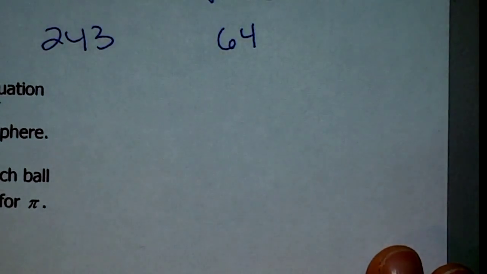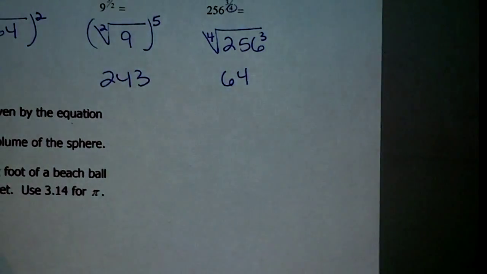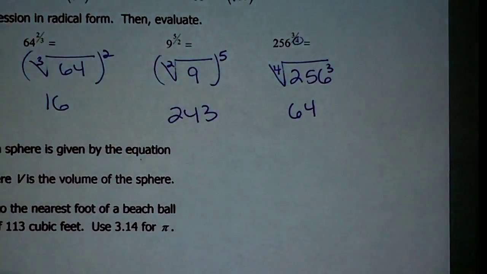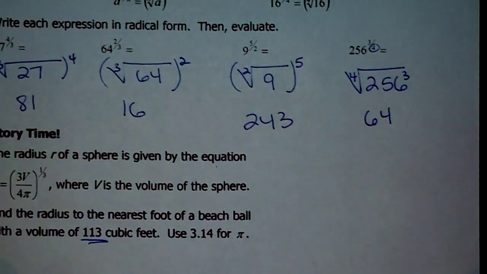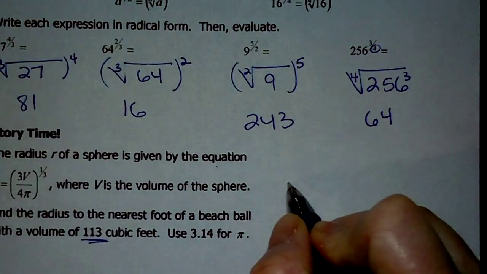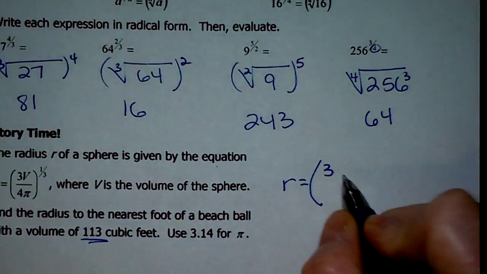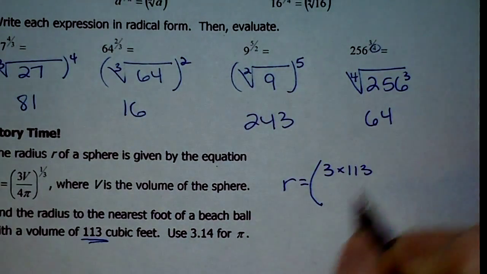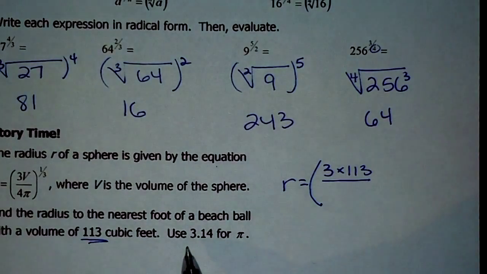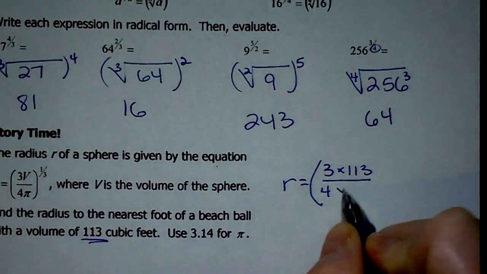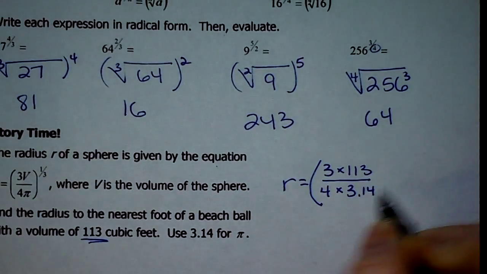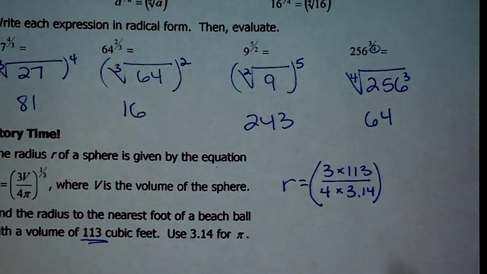So I'm going to scooch my paper over. Let's zoom out a little bit. Okay, so first off, it says that the volume is 113 cubic feet. So I'm going to replace the volume with 113. You're not given R. So R equals, I'm going to include these parentheses. It's supposed to be 3 times the volume, so I would take 3 times 113. And then I did tell you to use 3.14 for pi, so on the bottom here, I'm going to take 4 times 3.14. And I'm supposed to raise this to the 1/3 power.